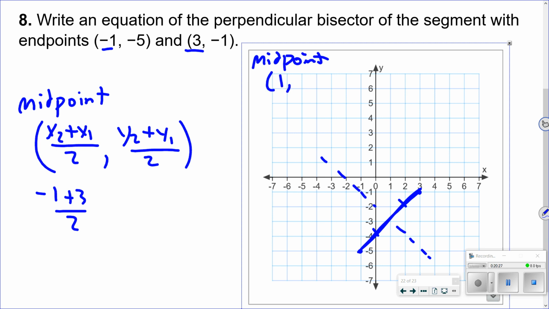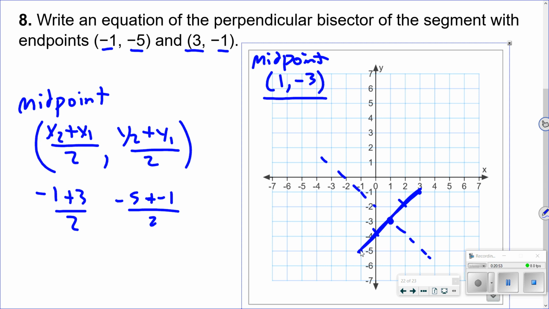1, comma. And then the y coordinate, add the y's: negative 5 plus negative 1, divided by 2. That'd be negative 6 divided by 2. That's negative 3. So there's my midpoint, and that looks right on my picture, right? That looks like it'd be the middle of that line right there. Okay, now I'm trying to find the equation of the line. To find the equation of the line, you have to have a point. We've got a point, and you've got to know the slope.